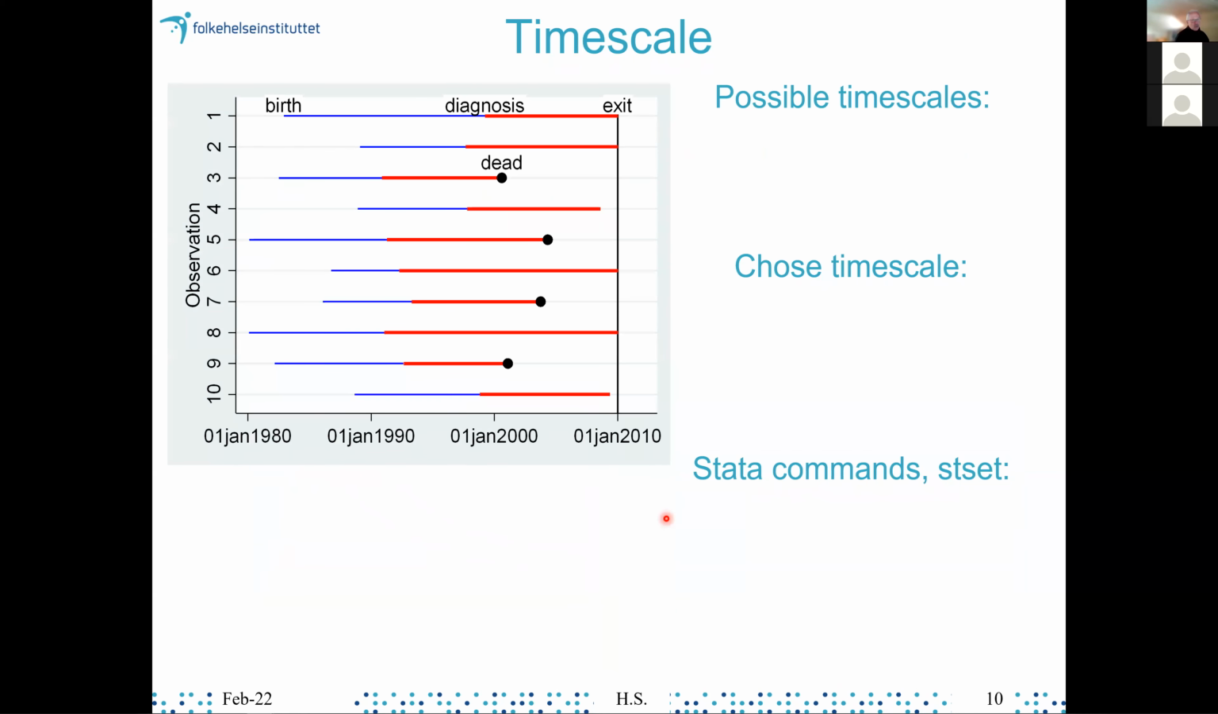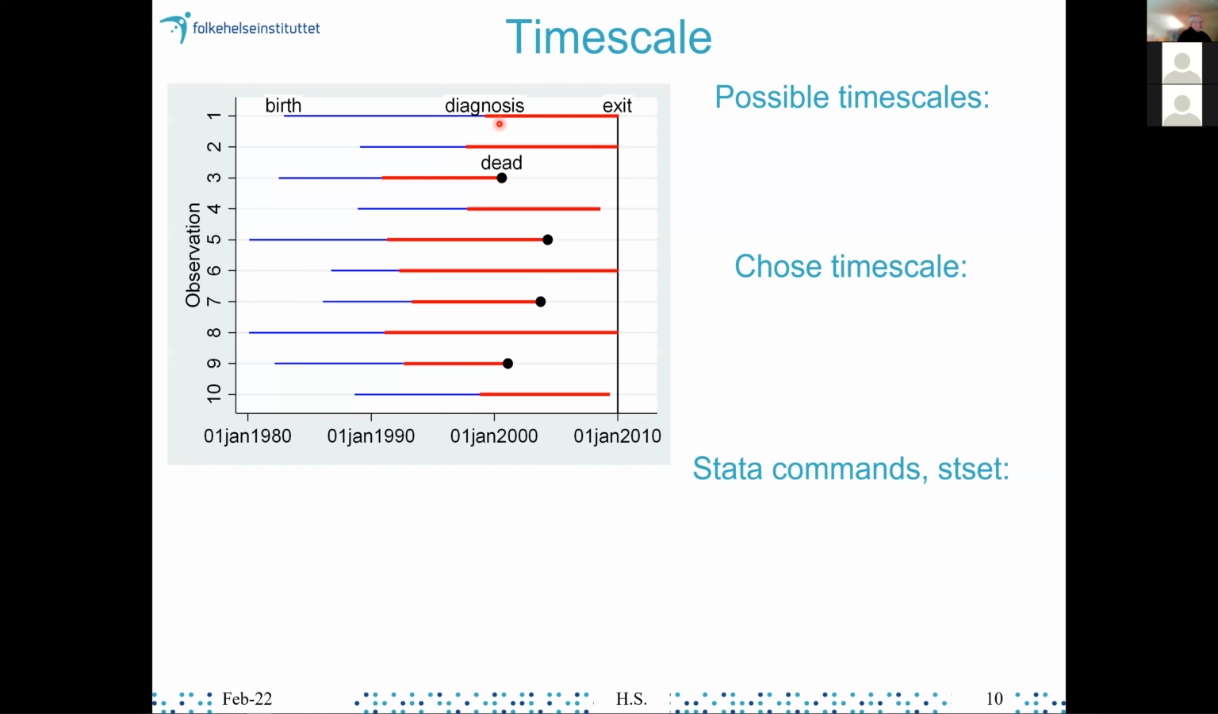So now let's talk a little bit about time scale. Here we have, again, a plot of a number of observations, 10 people that we have followed, and these are dates down here: January 1980, 90, 2000, and 2010. This marks the date of birth. This marks the date of diagnosis, say of some type of cancer. And we are interested in how long people live after their diagnosis. So the red area, that's the area of interest for us.